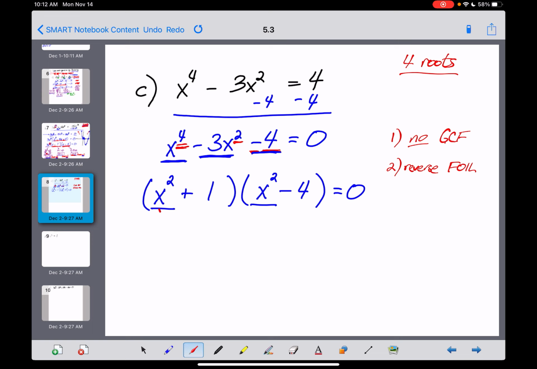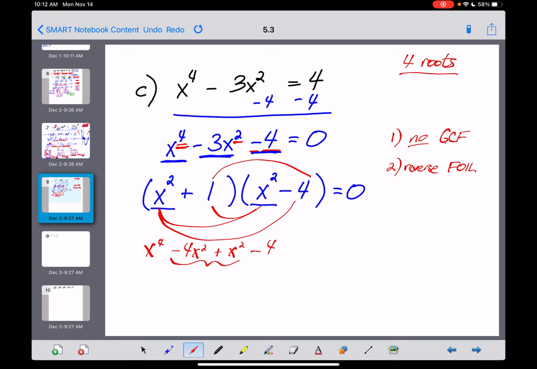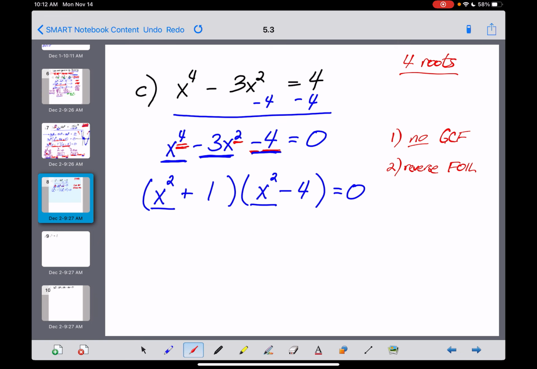This is new for us. First product, guys, x squared times x squared is x to the 4th. Outer product is a -4x squared. Inner product is a +1x squared. And then our last product here and here is a -4. Well, as is very often the case, those two terms in the middle combine, and we end up with x to the 4th minus 3x squared minus 4, which is exactly the polynomial expression we were trying to get it to equal. So, good news, guys. Took a little bit of doing, but we factored this one correctly. So, this is a weird example of a quartic trinomial that can really be dealt with as if it were a quadratic.